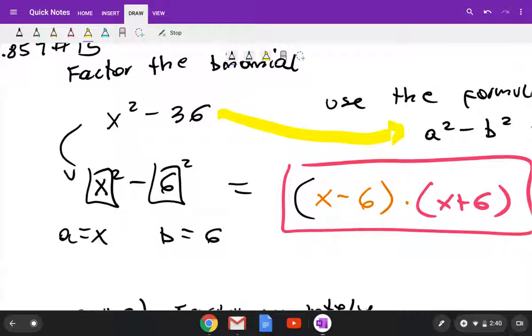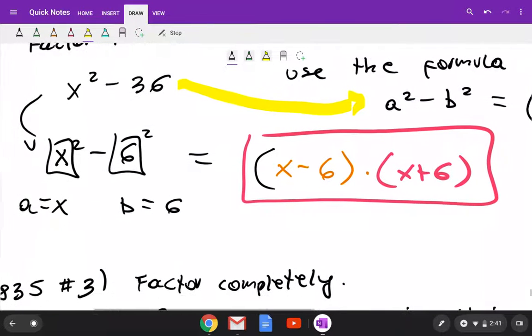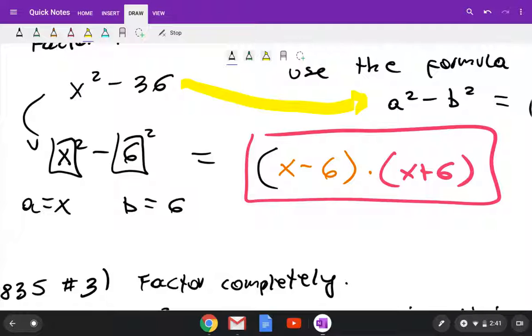So 36 is the same as 6 to the second power. A is x, b is 6. So what will be the final answer, how can we factor that? You're using the formula a minus b, which is x minus 6, times a plus b, which is x plus 6. So that's our final solution right here.